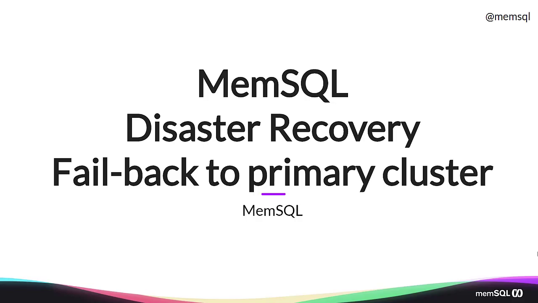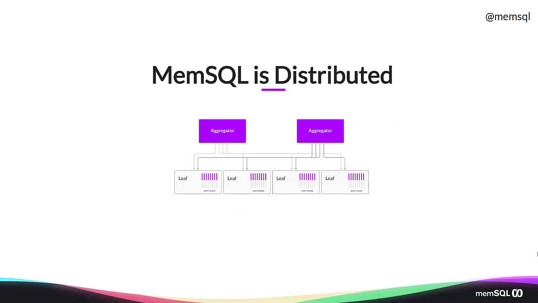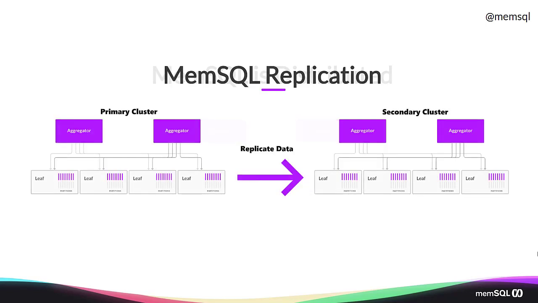Welcome back. Today we're going to talk about disaster recovery, and in particular, failing back to the primary cluster after a disaster. MemSQL is a distributed database, so we're not dependent on one single physical machine. We have aggregator nodes, and we have leaf nodes, and primary and secondary partitions. In a high availability cluster, we'll have all of these machines, and if any one machine goes down, the cluster can continue to run. But to increase high availability, we can create replication to a secondary cluster.